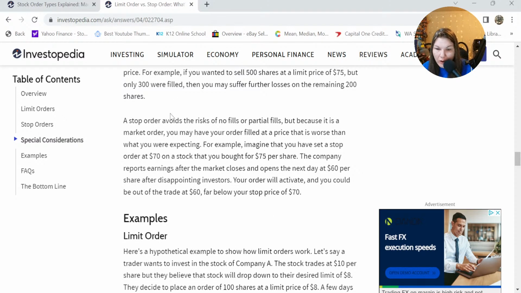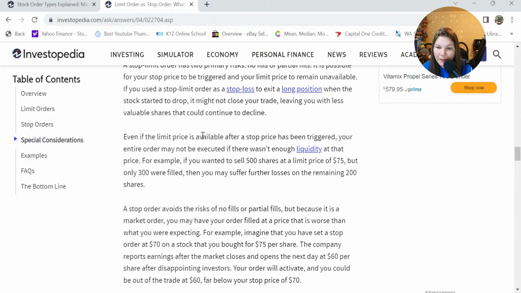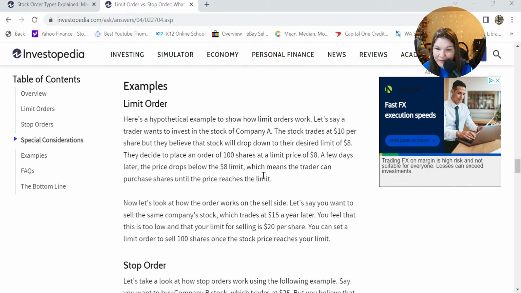So a stop order avoids the risk of no fills or partial fills, but because it's a market order, you may have your order filled at a price that's worse. Okay, got it. And a limit order, it might not get filled at all, guys. So 2 types of stops.